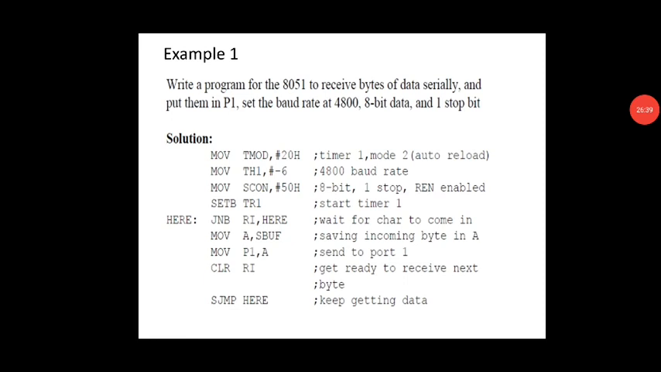Look at this. This is the program. Write a program for the 8051 to receive bytes of data serially and put them in P1. Set the baud rate at 4800, 8-bit data and 1 stop bit. You need to consider that you are operating in mode 1.